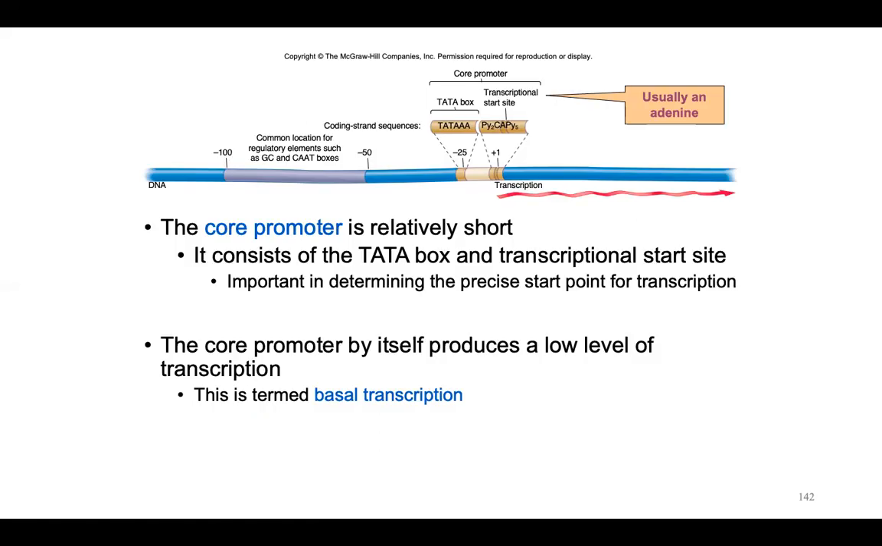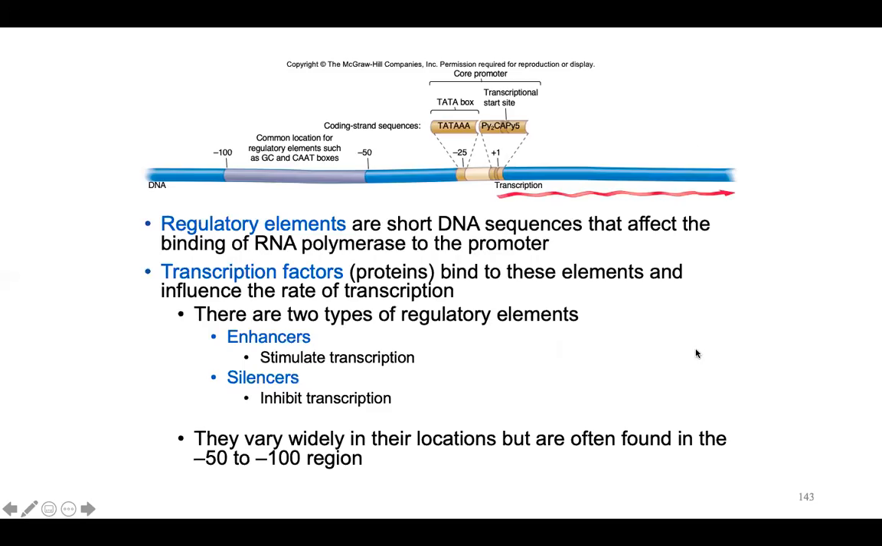point for transcription. The core promoter by itself produces a low level of transcription, and this is what we call basal transcription. So the promoter itself undergoes this process called basal transcription, and the transcription start site is usually an adenine. Regulatory elements are short DNA sequences that affect binding of RNA polymerase to the promoter. So this is in relation to eukaryotic transcription. Transcription factors, or proteins, bind to these elements and influence the rate of transcription.